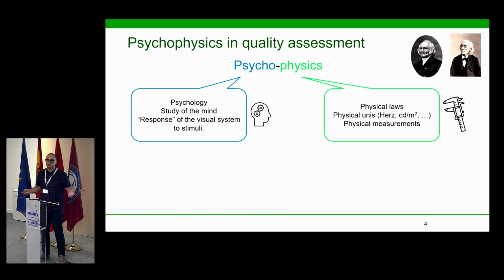Psychophysics is a very old science, dating back to the late 19th century. I don't know if you can recognize those two gentlemen in the corner. This is Ernst Weber and Gustav Fechner, the fathers of psychophysics. And psychophysics is essentially a combination of psychology, the study of the brain, and physics, which obviously deals with very accurate measurements grounded in the physical world.